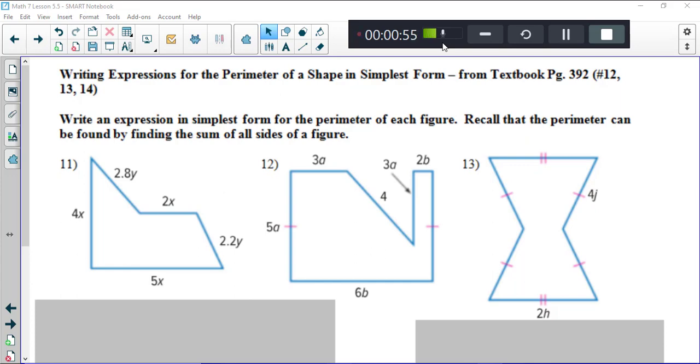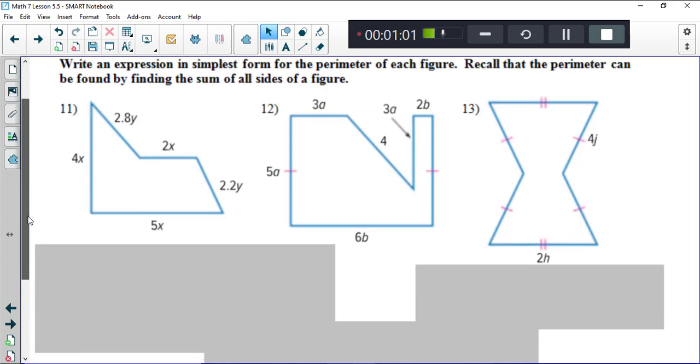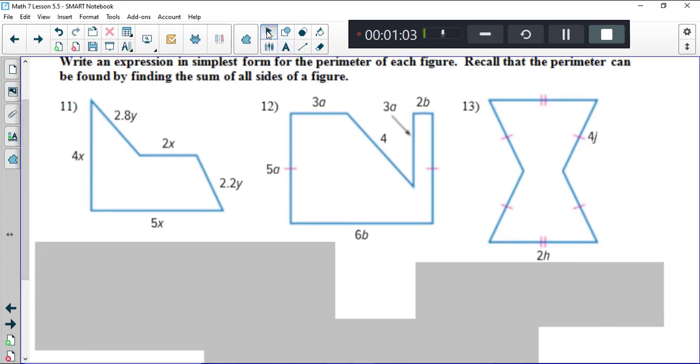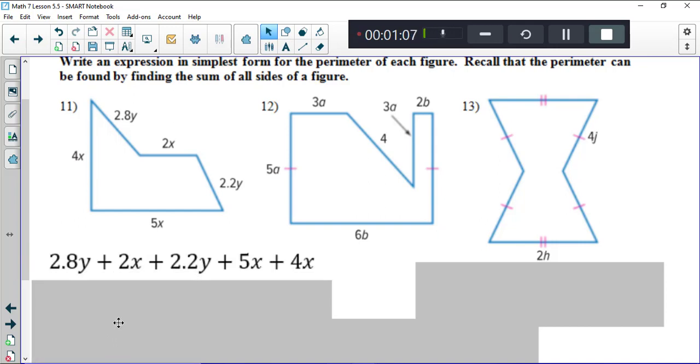We just add up all the outer side lengths. So in number 11, we've got this sort of odd looking shape here, and we're just going to add up all of the side lengths. You just have to pick a place to start. I started at the 2.8y. So I did 2.8y plus 2x, I just went clockwise around the figure, plus 2.2y plus 5x plus 4x.